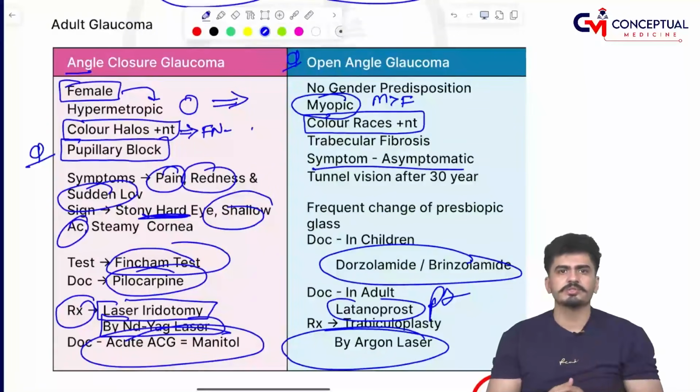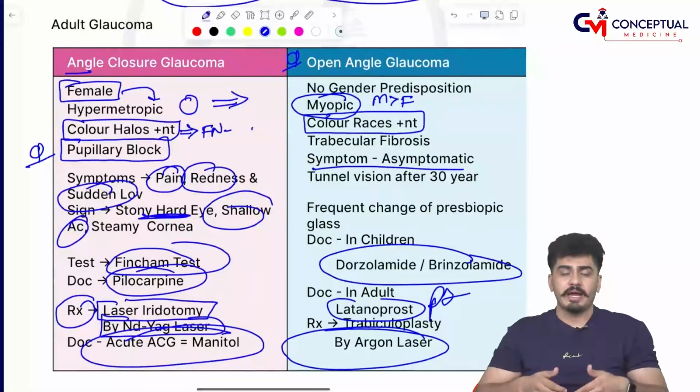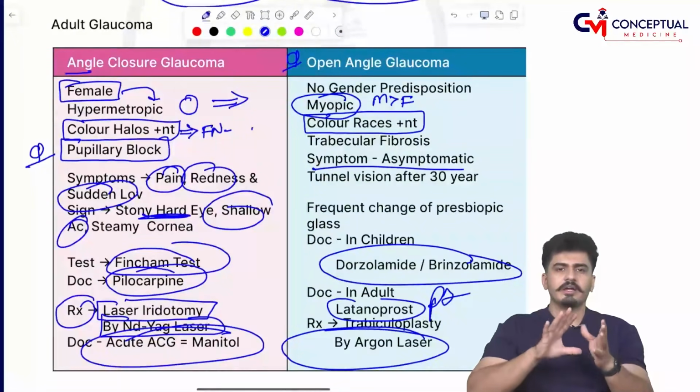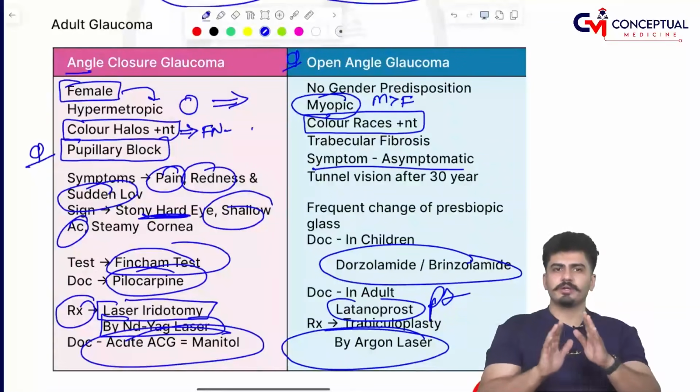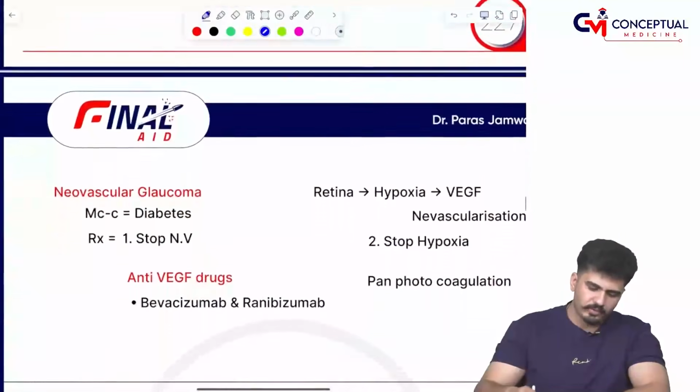In angle closure glaucoma, there is going to be a stony hard eye, steamy cornea, and the anterior chamber is going to be shallow. So these are all the different signs and findings you are going to see in angle closure and open angle glaucoma, sir.